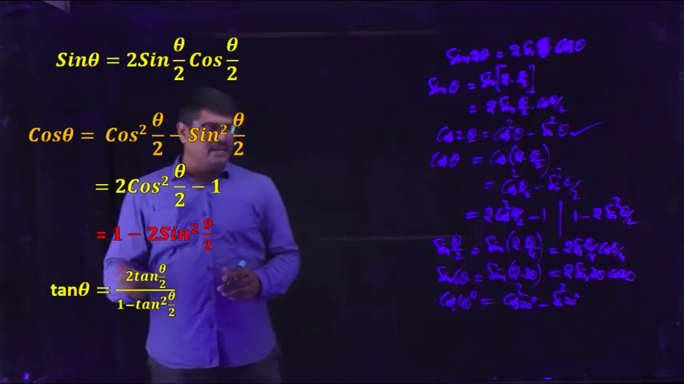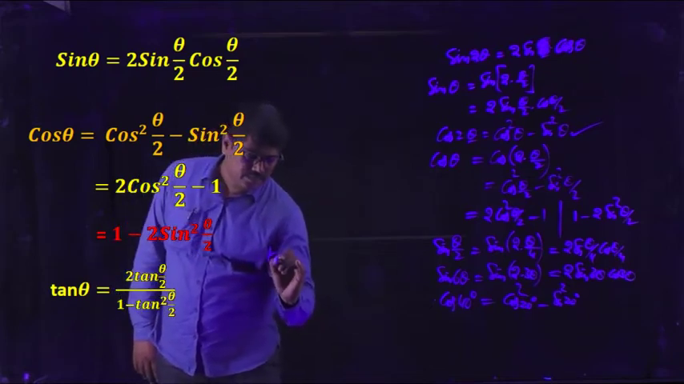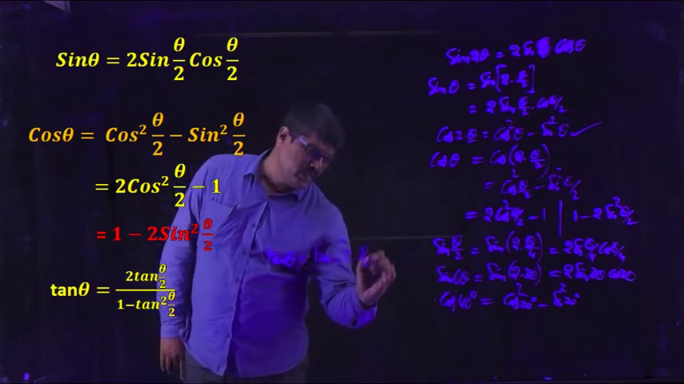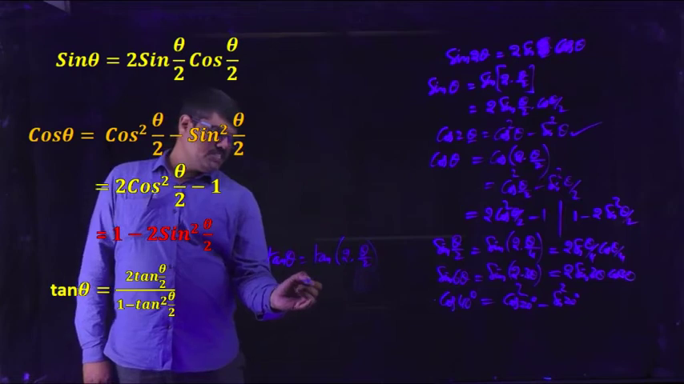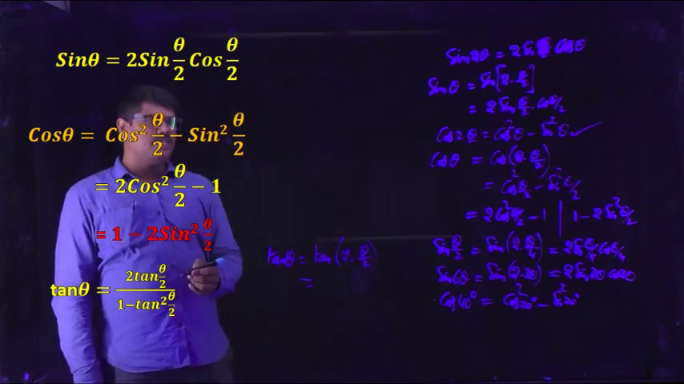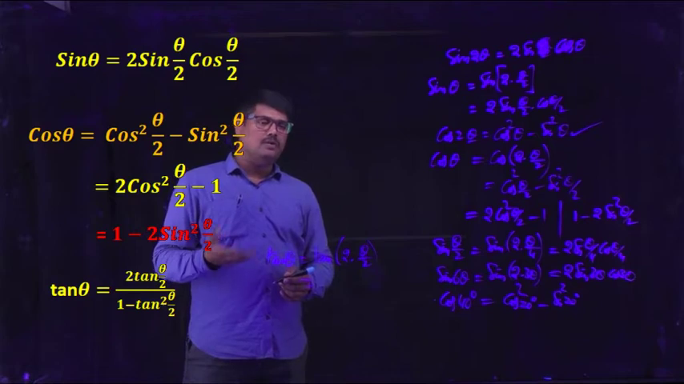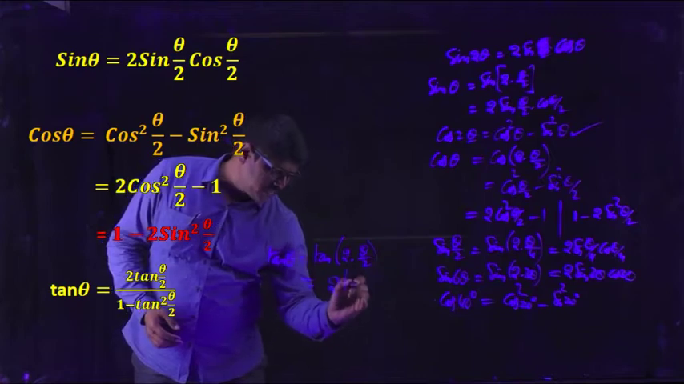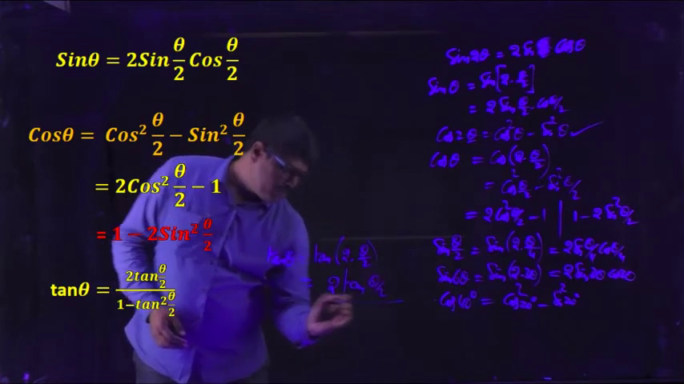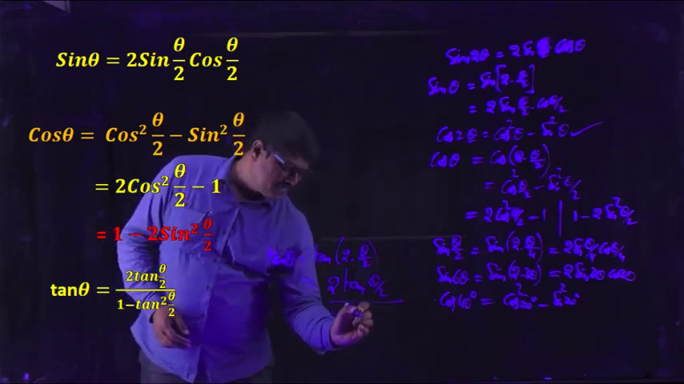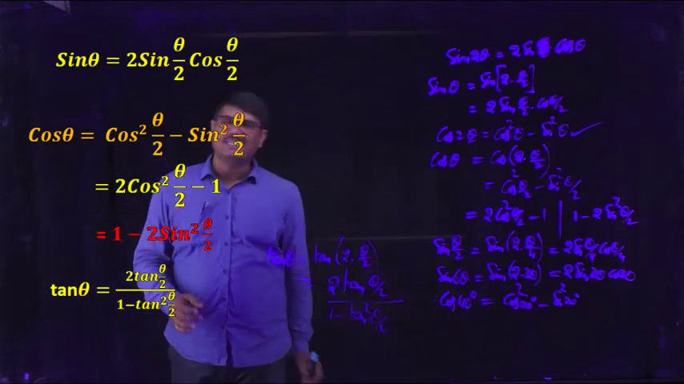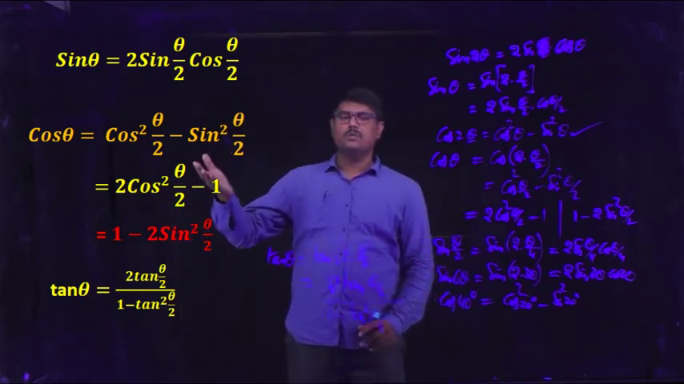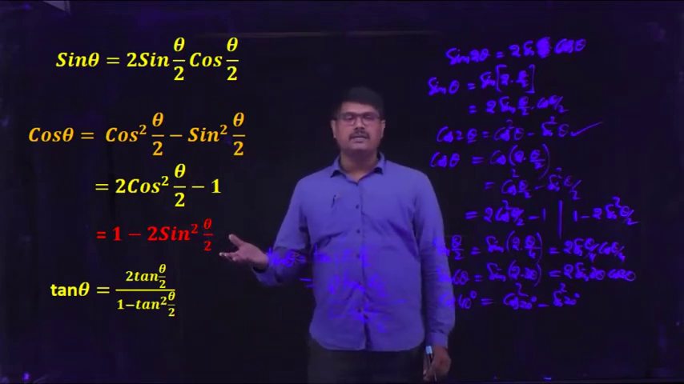Similarly, what is tan theta? How do you obtain tan theta? Now changing theta as a 2 multiple, which is 2 into theta by 2, which seems to be tan 2 theta. Already you have the formula for tan 2 theta. What is the formula of tan 2 theta? 2 tan theta by 1 minus tan square theta. So now this will become 2 tan theta by 2 divided by 1 minus tan square theta by 2. This is how you can establish some more formulas. So by this you can expand sin theta, cos theta, tan theta like that.